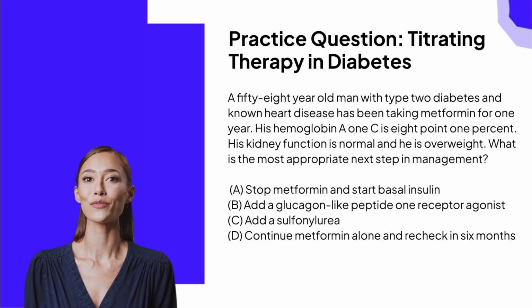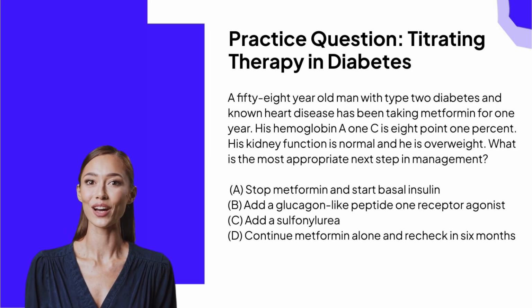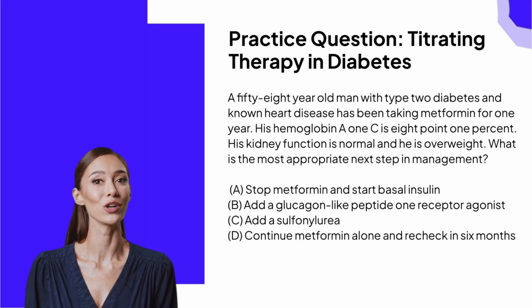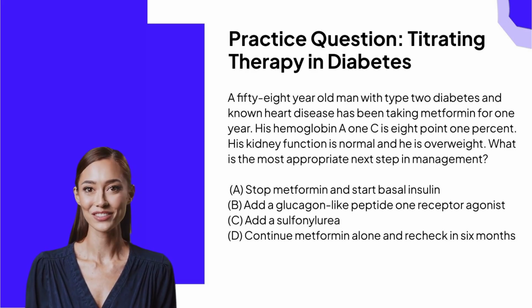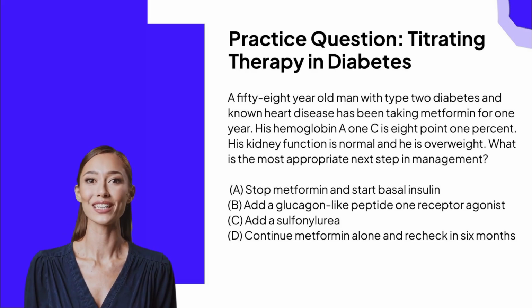A 58-year-old man with type 2 diabetes and known heart disease has been taking metformin for 1 year. His hemoglobin A1C is 8.1%. His kidney function is normal, and he is overweight. What is the most appropriate next step in management? Take a moment to think about which detail in this stem is steering the answer before we walk through it on the next slide.